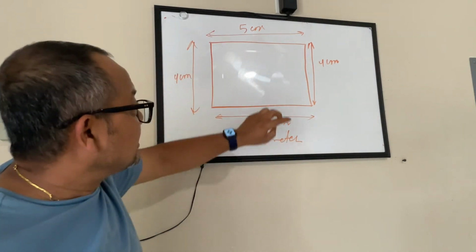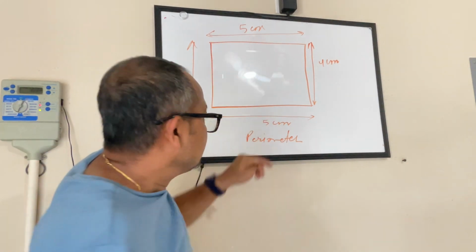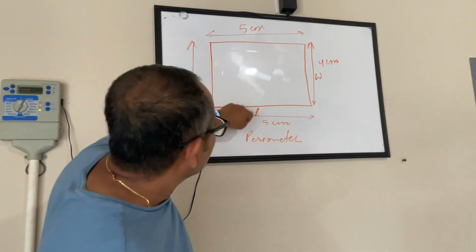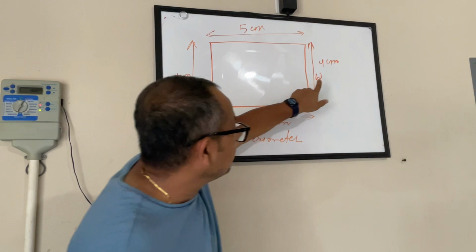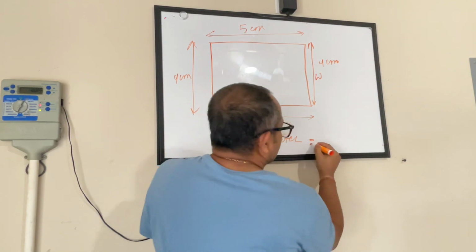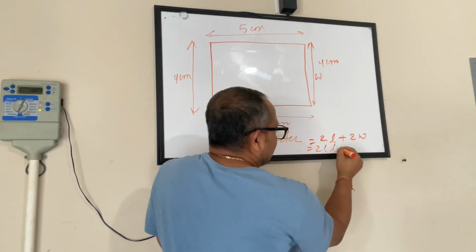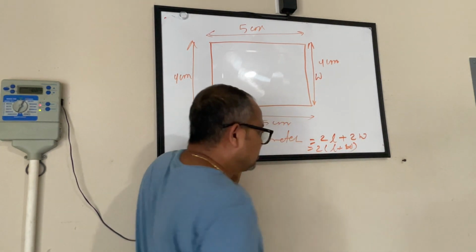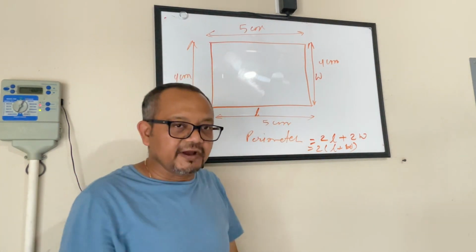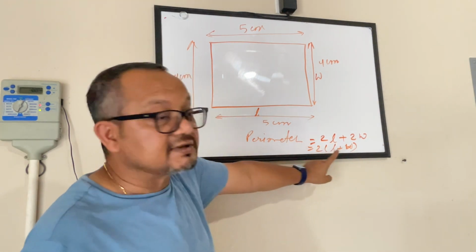Now, let's look at one more thing. In case of a rectangle, we know that the opposite sides are equal. So let's say we call this side length and this side width. One length plus one more length, two length, and this width plus this width, two width. So perimeter of a rectangle is 2 length plus 2 times width, or you can say 2 times length plus width. So you can either remember this formula or you can simply add them together. Either way is fine.